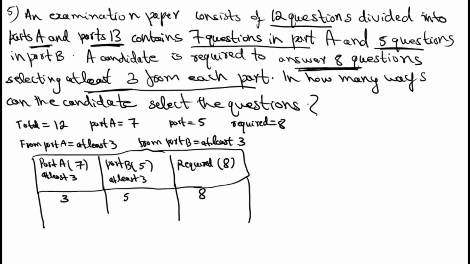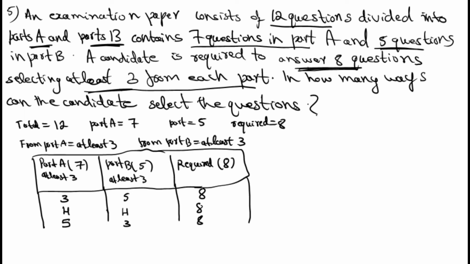Okay, suppose here he is taking 4 questions. Then see, in part B he needs to attend 4 questions. 4 plus 4 is equal to 8. Or see here, that candidate taking 5 questions from part A, then in part B you need to select only 3 questions, right? 5 plus 3 is equal to 8.